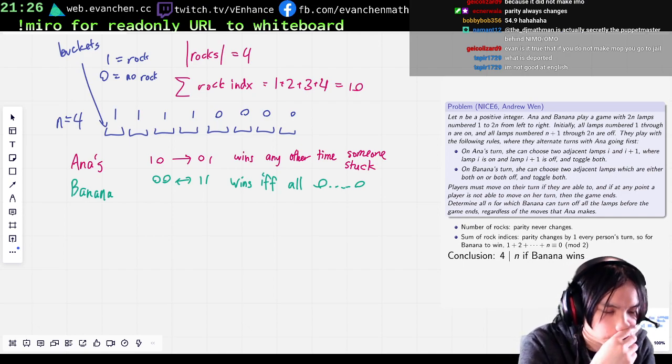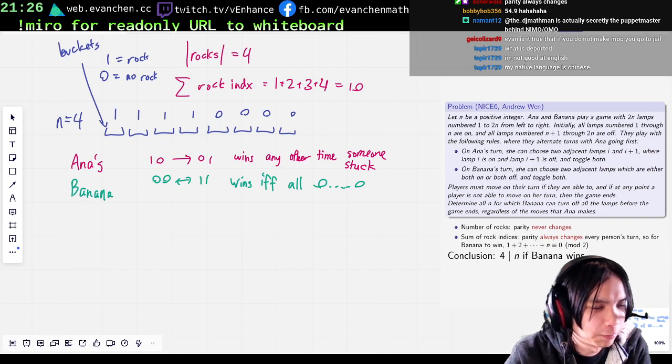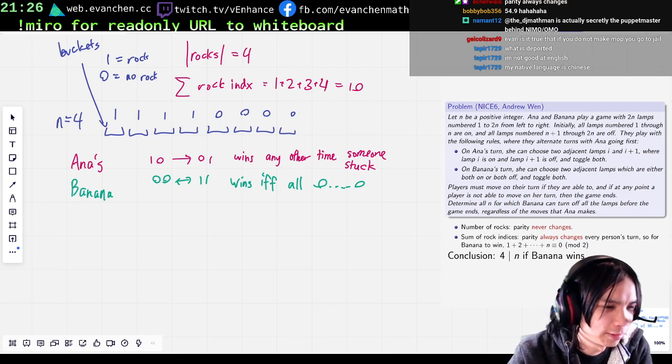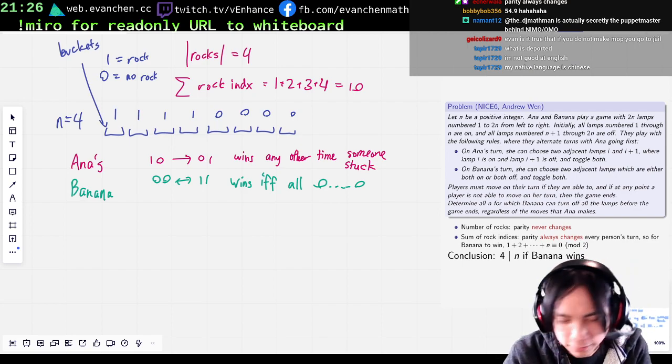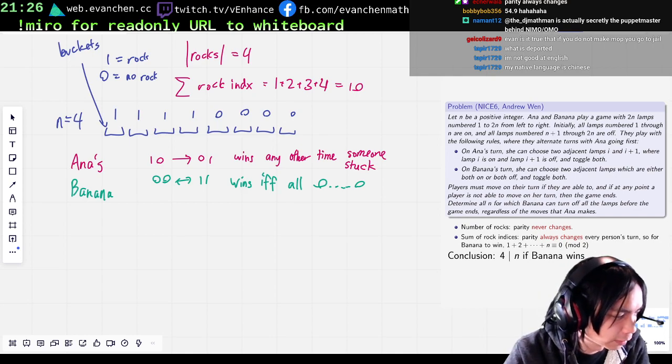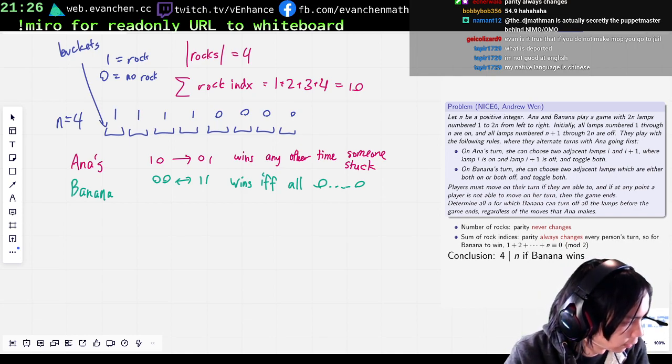Whoop-de-doo. Evan, is it true that if you do not make MOP, you go to jail? I think this doesn't sound correct. I don't think there's enough jails in the country for that kind of situation. Yep.